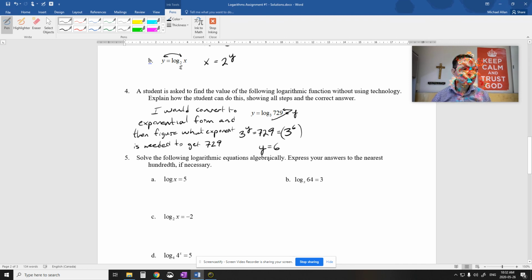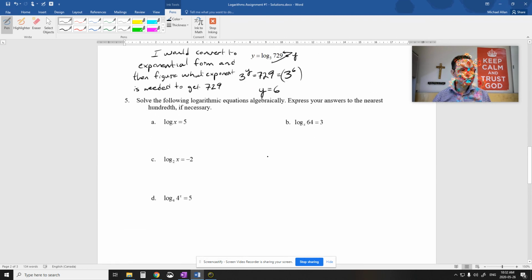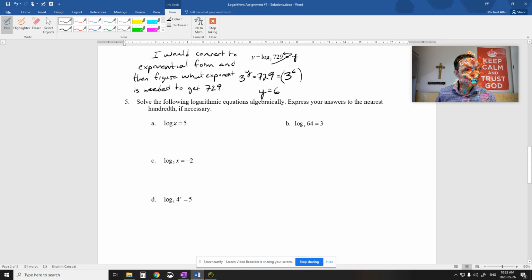Okay, sounds pretty good. This one here is going to do kind of the same thing as that question, but this time I'm not going to explain what I'm doing. I'm just going to do it. So here my base is 10. If you don't see it, remember your base is 10. So 10 to the power of 5 is equal to x. That's 100,000. There you go. x is equal to 100,000.